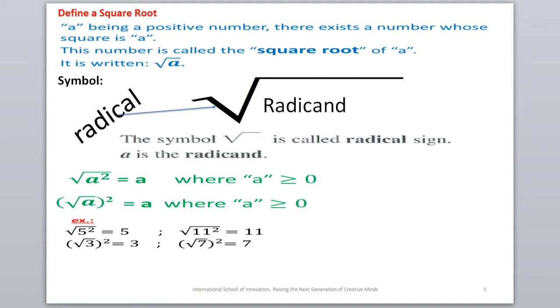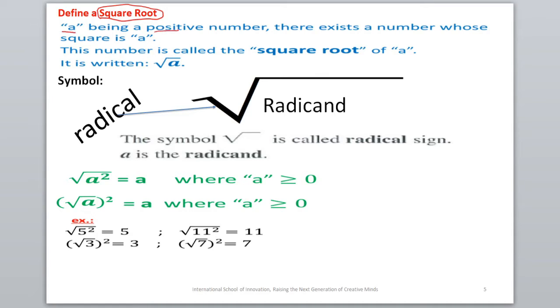Now what do we mean by square root? We know what we mean by square. Square means you square a number to get another number, as 2 squared, 3 squared, 4 squared is 16, 5 squared is 25. What do we mean by square root?